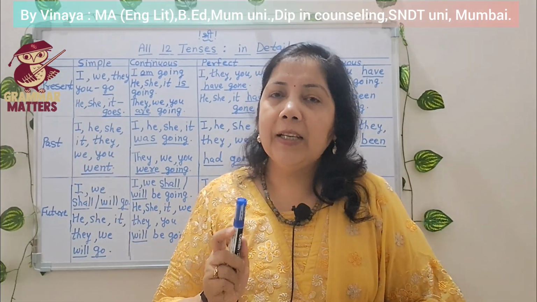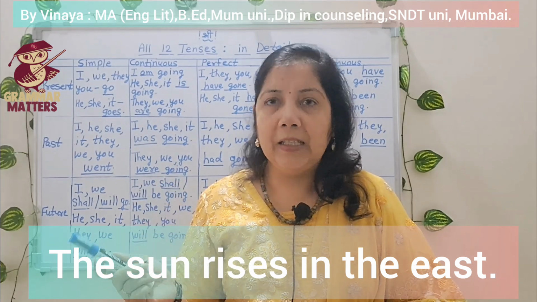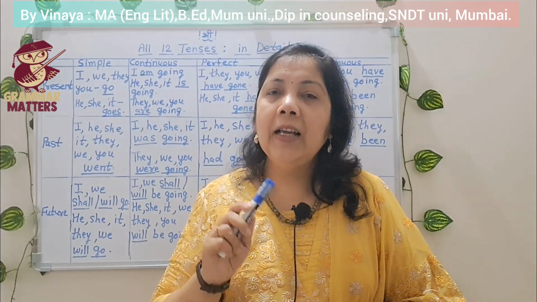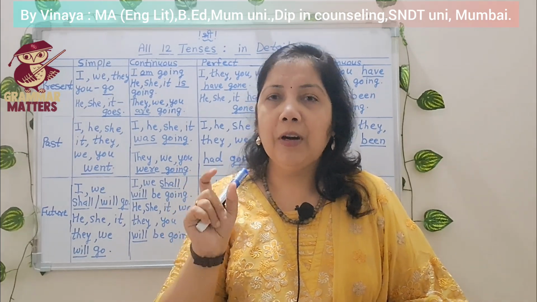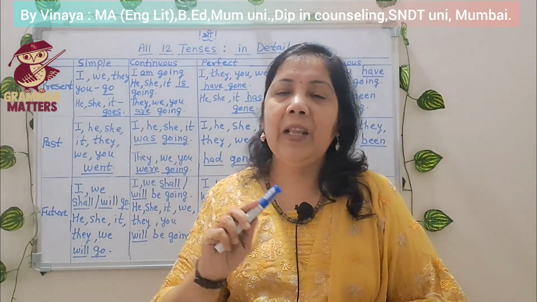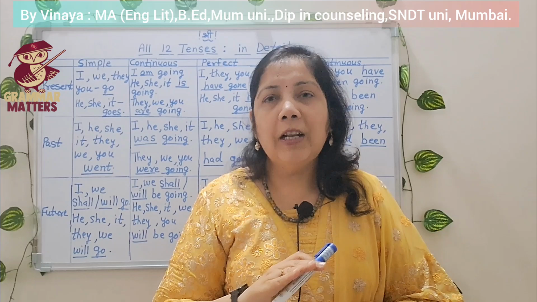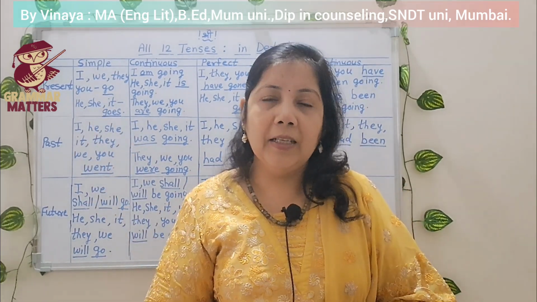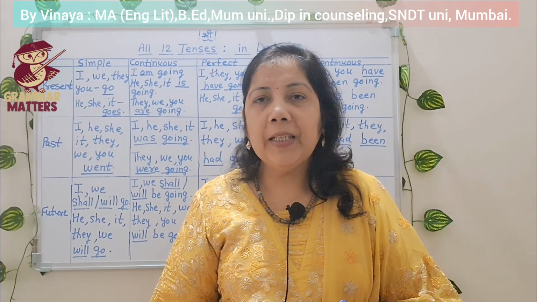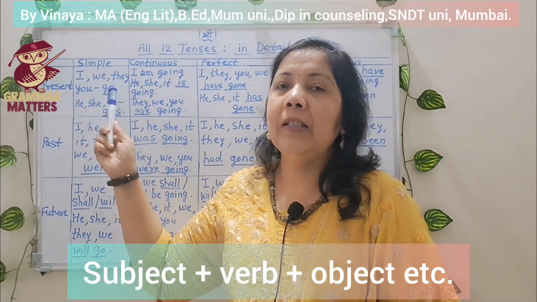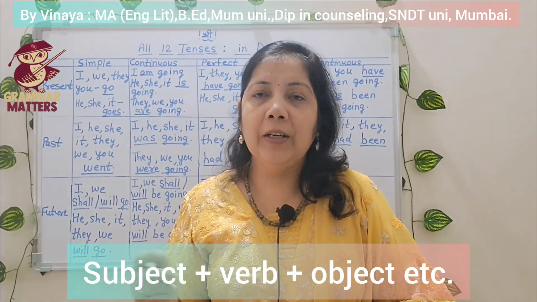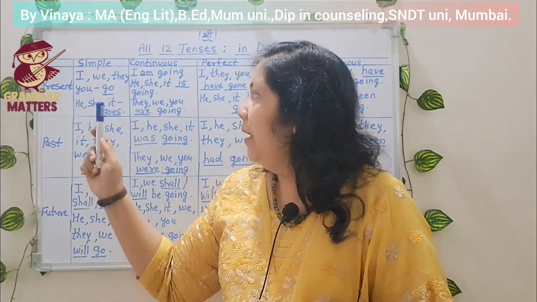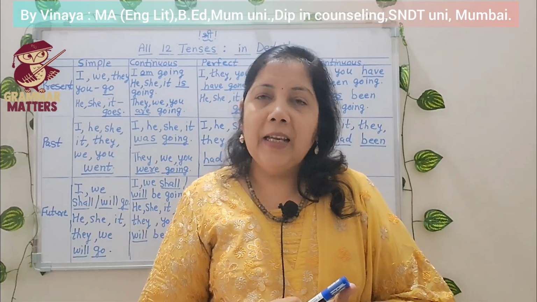For example, the sun rises in the east. This is a universal truth which will never change. So we say the sun rises. For rise we have added s like this. So a universal truth is also told in simple present tense. Structure of simple present tense: subject plus main verb, then object. That is the simple structure for simple present tense. So simple present tense, I think, is clear.